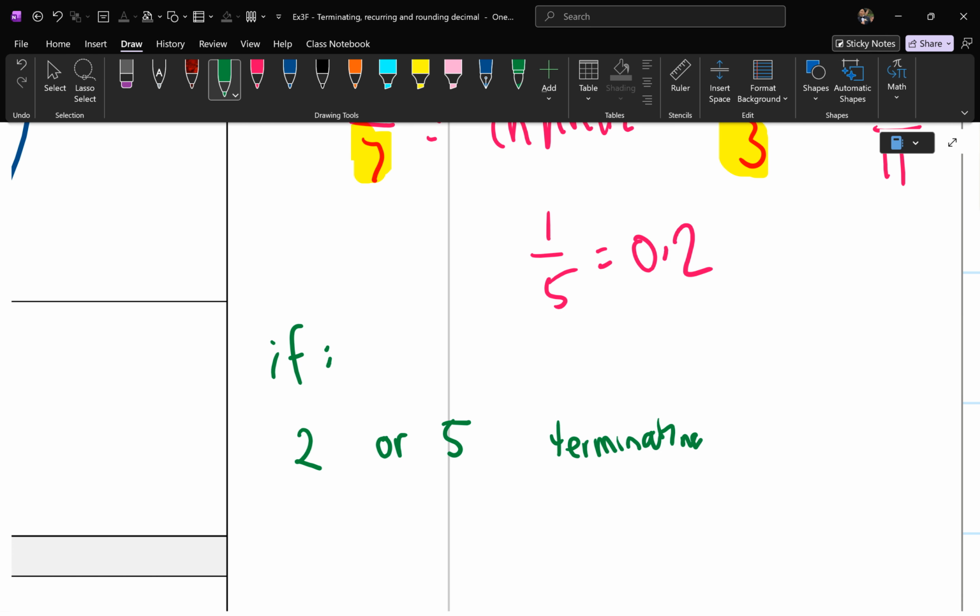For everything else, for it to be recurring, it's not about the number, it's about the prime number. It's every other prime number. Every other prime number will be recurring. So for example, 3 is a prime number. 1 over 3 is going to be recurring. 1 over 7 is going to be recurring. 1 over 11 is going to be recurring. Think about all the prime numbers.